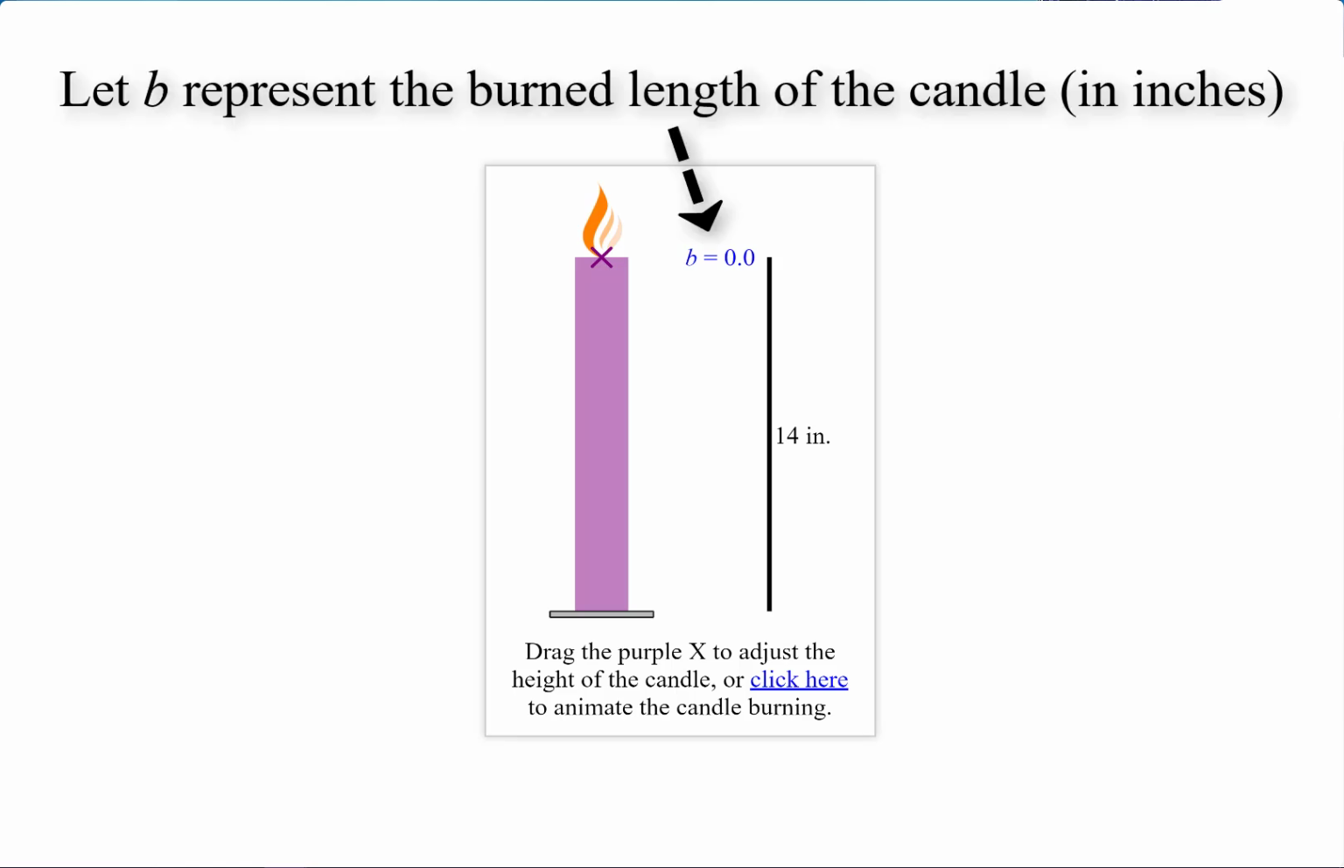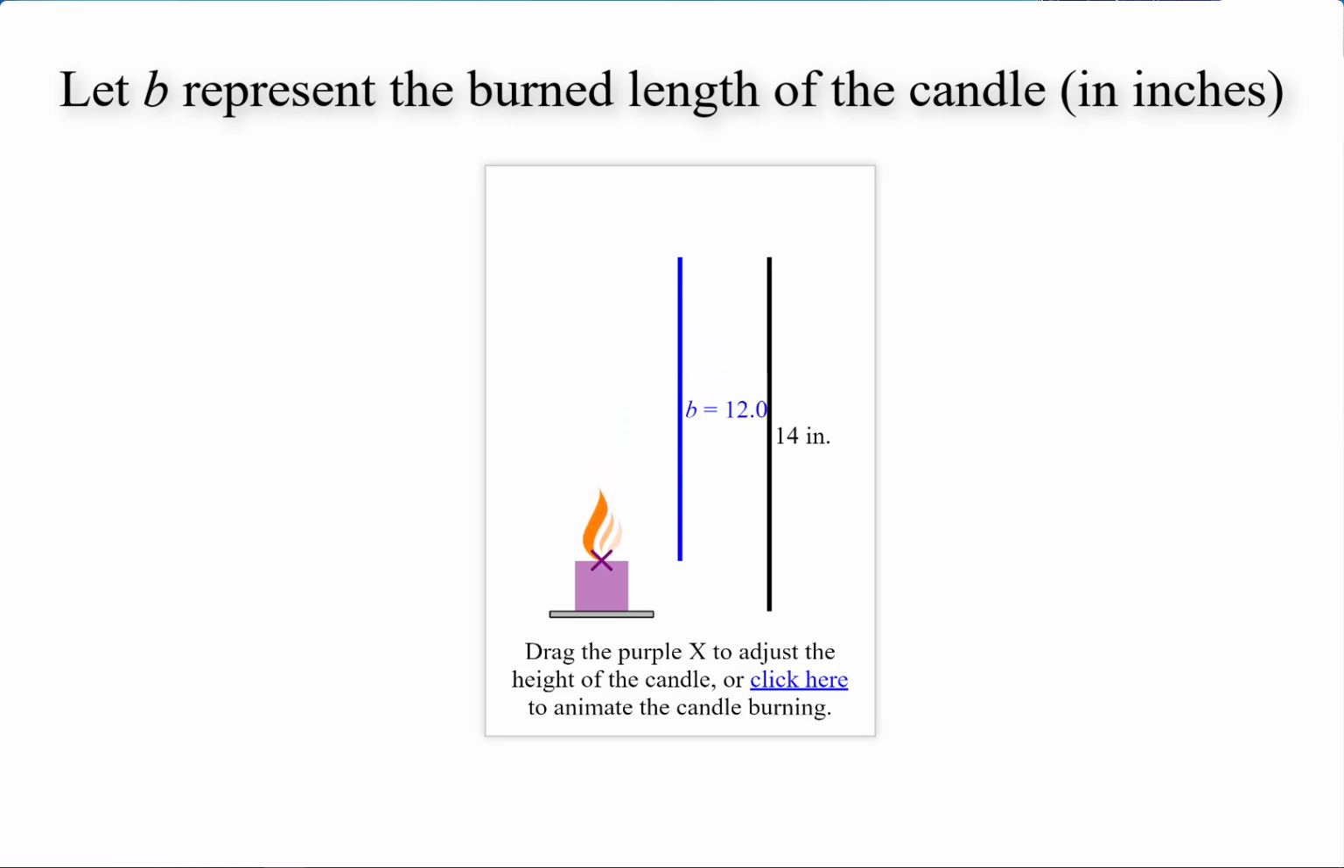So in this situation, we could let the variable b represent the varying value for the burned length of the candle in inches. So in this animation, we have b here representing the burned length in inches, and as the candle burns, the value of b varies. So we use b to represent a value, but it's a value that varies as the situation plays out.